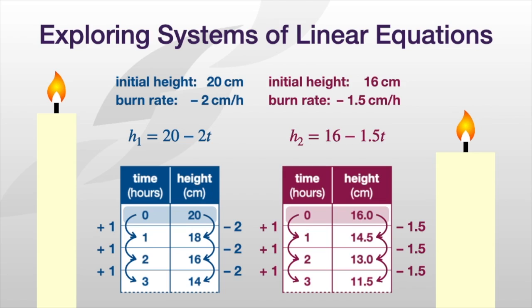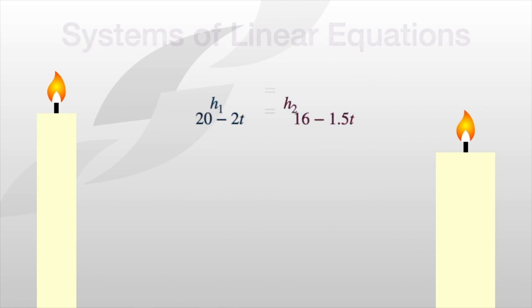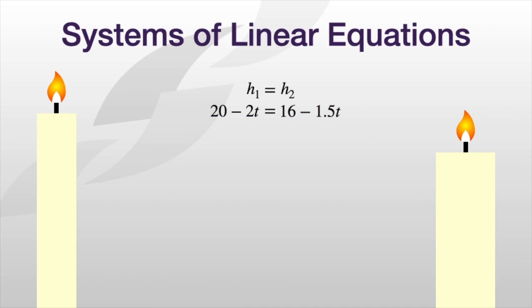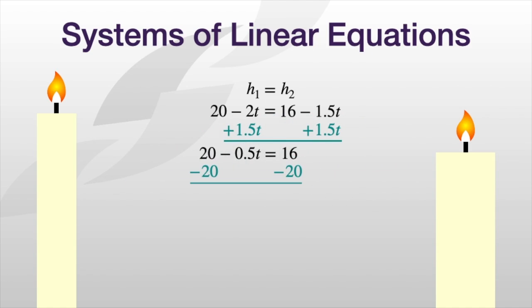Before moving on, let's take a quick sneak peek into the topic of the follow-up video, solving systems of linear equations algebraically. We're interested in figuring out when the two candles reach the same height. Equating the two heights creates an equation in one variable, t. Solving this equation gives t equal to 8. This will be explained in further depth in that follow-up video.